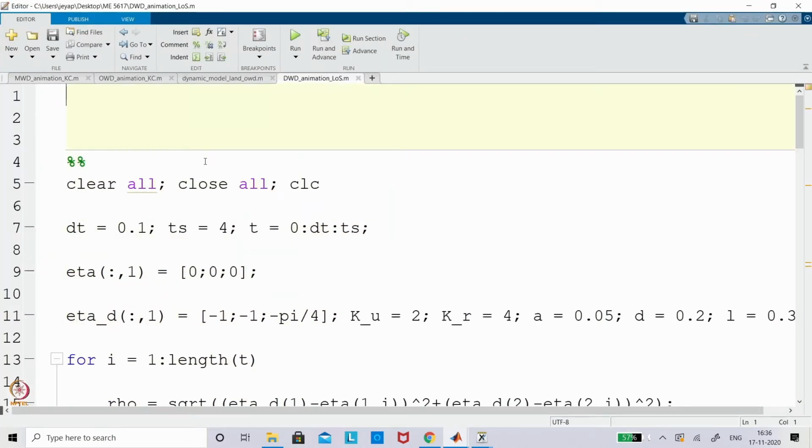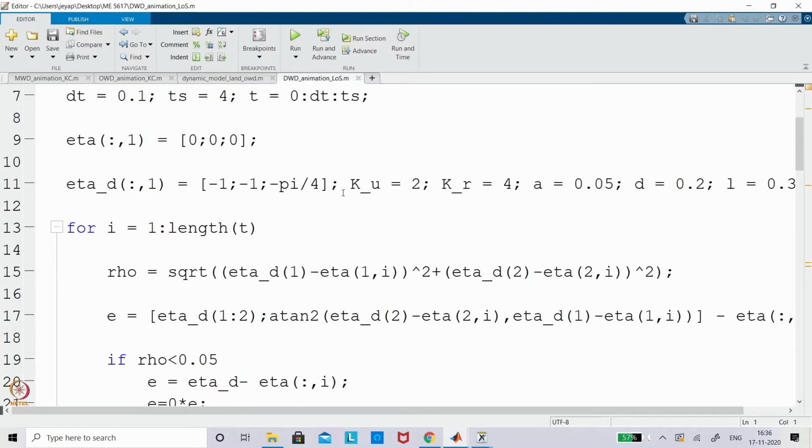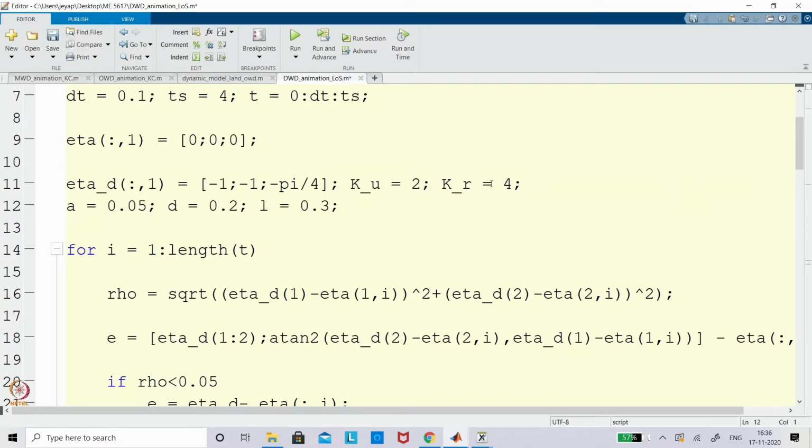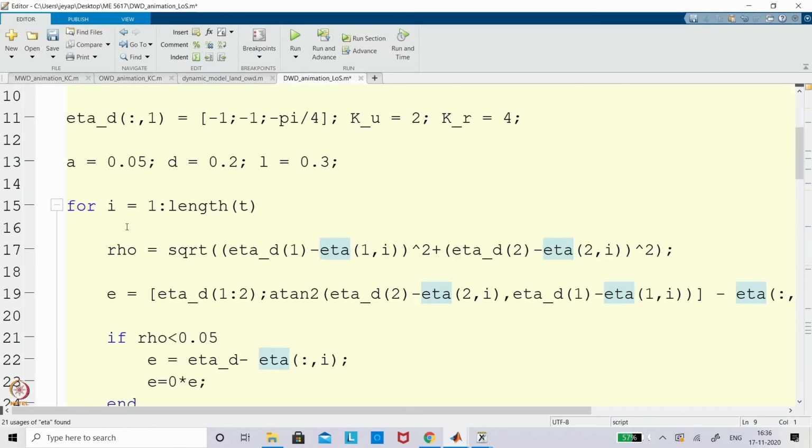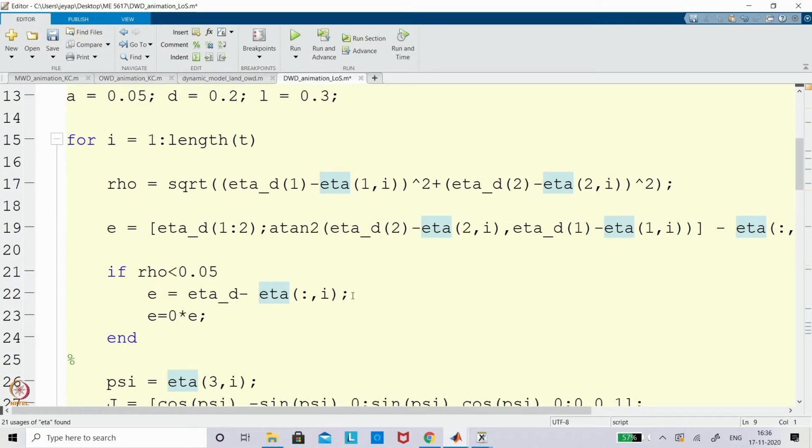So now we can come back to the MATLAB window where I have already written the code for line of sight for a differential wheel drive. I will explain. We have taken Ku and Kr for the polar coordinate, otherwise we will directly take a K, and these are the vehicle parameters, where A is the radius of the wheel. You can see this is the initial condition and these are the simulation parameters.